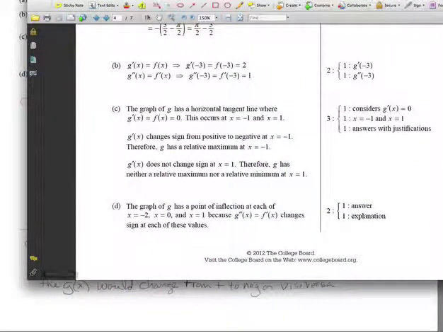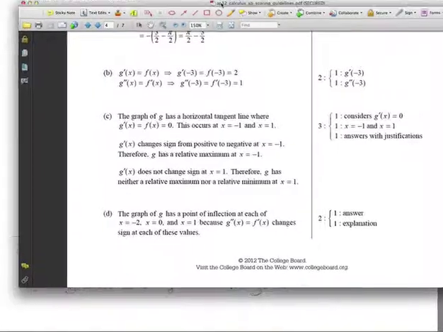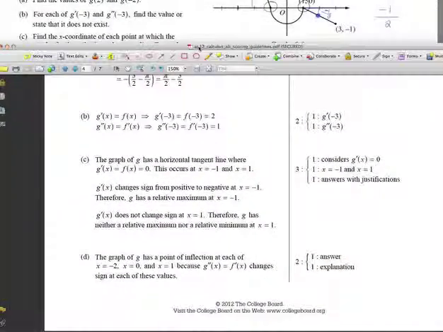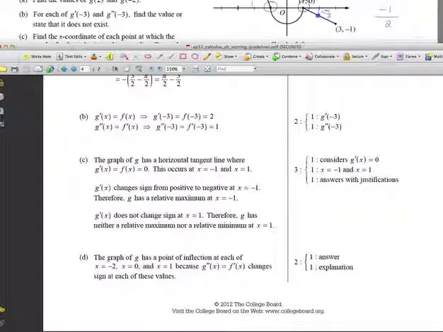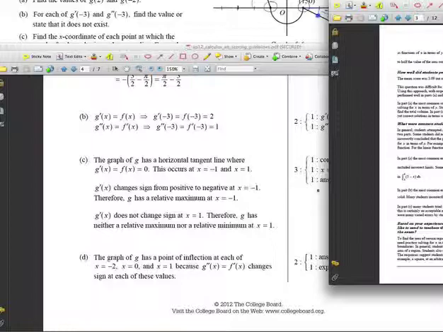Part D, inflection point at -2, 0, and 1, because g double prime equals f prime changes sign at these values. So yeah, so we got that one. So I think we got ourselves probably 8 points. We might have missed this point right there. All right, let's see how everybody else did.